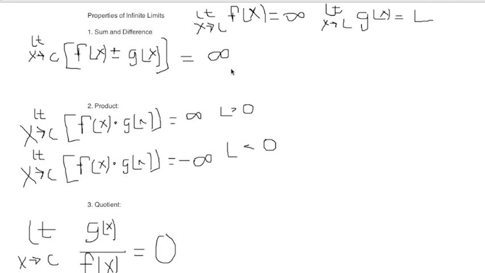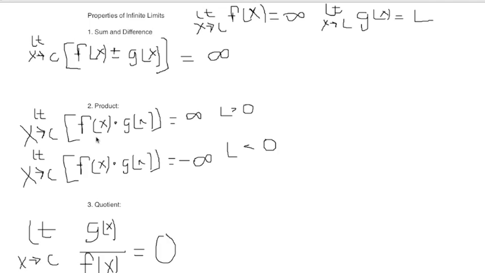If you think about this, what we're really doing is adding infinity plus some number, and that just equals infinity. Infinity plus 1 is just infinity. Infinity plus 2 is just infinity, and so on. The same thing, infinity minus 1 is infinity. Infinity minus 2 is also infinity. So if you have infinity and you subtract or add any number, it's still infinity. So that's our sum and difference property. Next we have our product property, if we're multiplying.